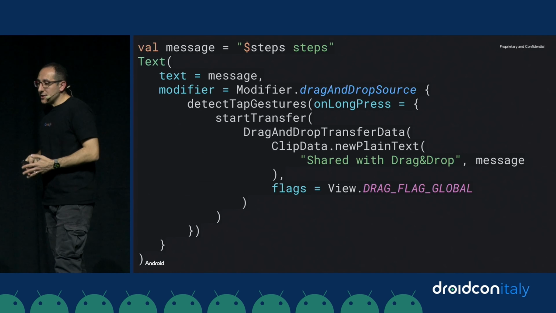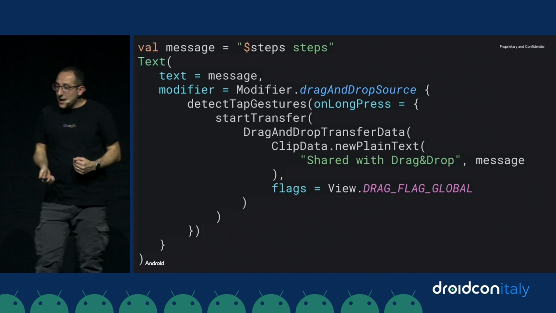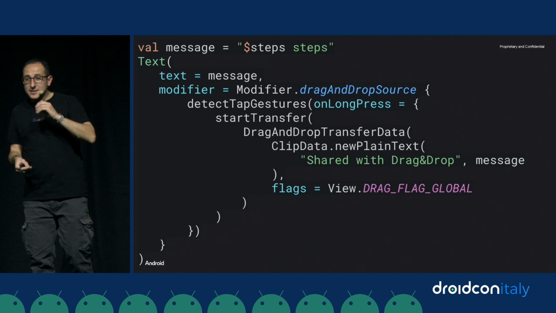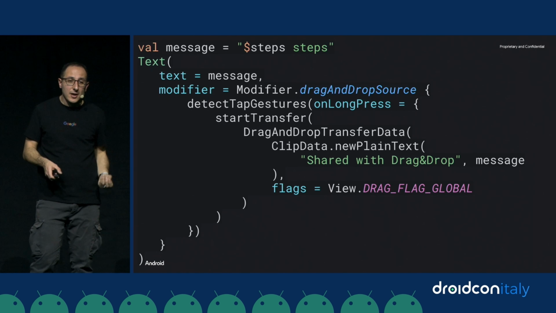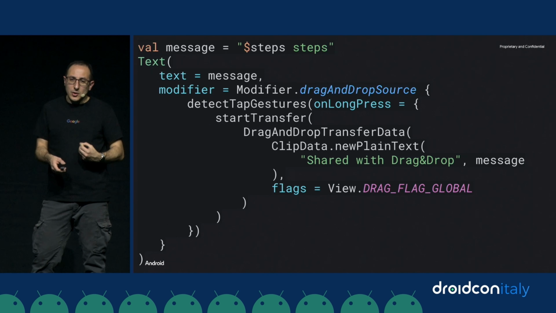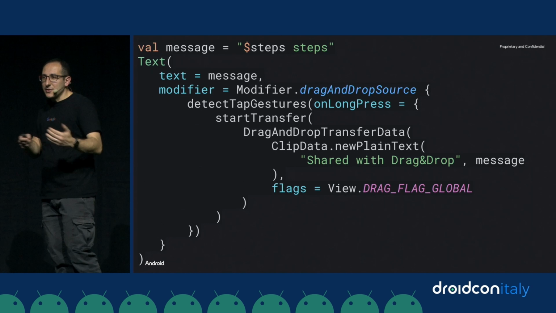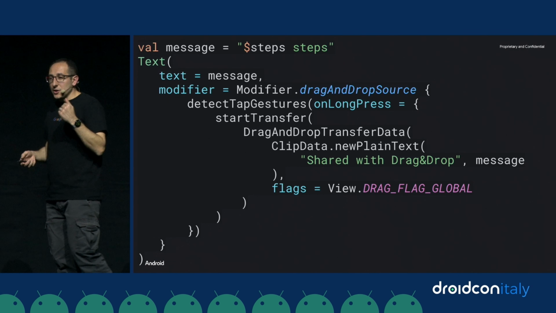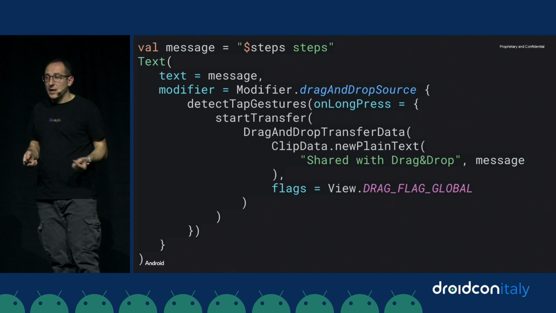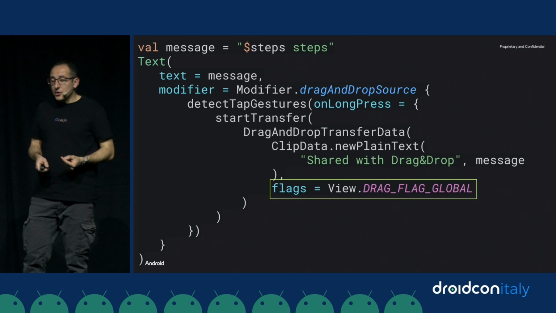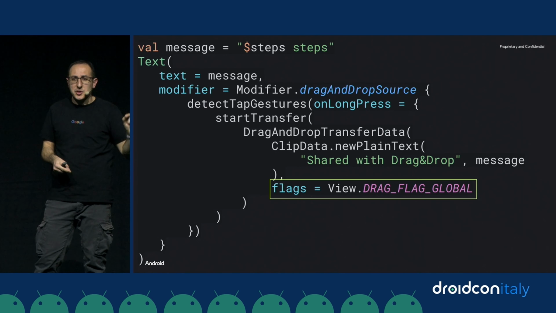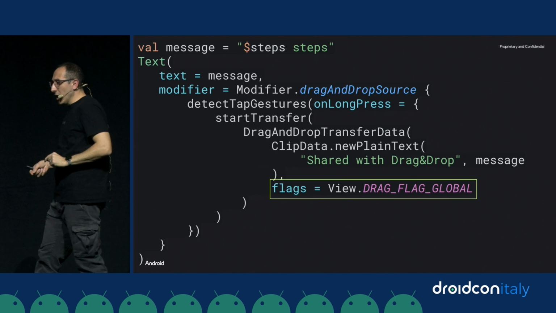So we use the drag-and-drop source modifier, and we declare a drag-and-drop transfer data. This is the most important part, because this is where you define what kind of data you're going to share with drag-and-drop. But if you want your app to be able to actually cross the boundary of the window when you are using drag-and-drop, well, you don't have to forget this flag, because this flag is what tells the system that your drag option can actually cross the boundaries of the window.